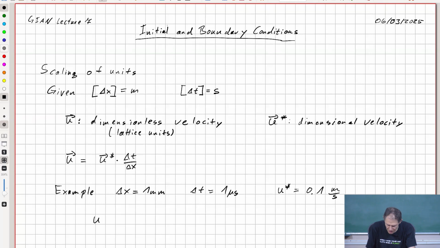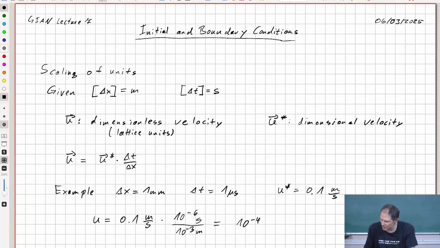Then the velocity that we have to set in the lattice Boltzmann world would be 0.1 meters per second times 10 to the power of minus 6 seconds divided by 1 millimeter, which is 10 to the power of minus 3 meters. This should then translate to 10 to the power of minus 4, and this will then have no further units. Okay, velocity is pretty simple.